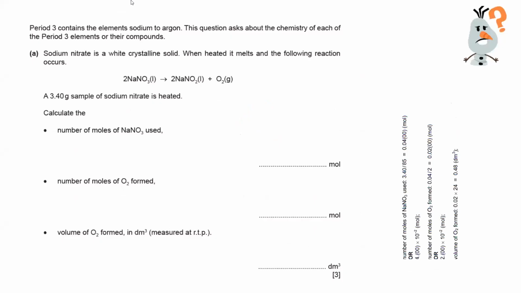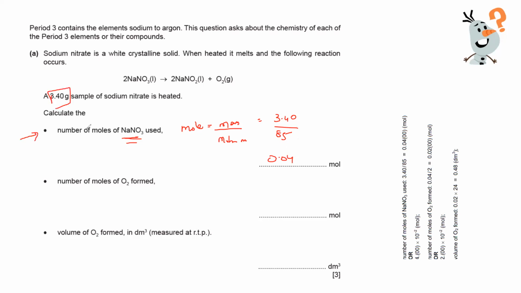So we'll use the formula: moles equal mass in gram divided by the molar mass. Mass in gram is 3.40 and the molar mass is 85. So 3.40 divided by 85 will give 0.04 moles of sodium nitrate. Is the first part clear? Yes, that's right. 3.40 divided by 85 is 0.04.